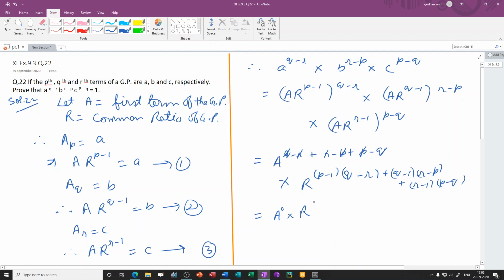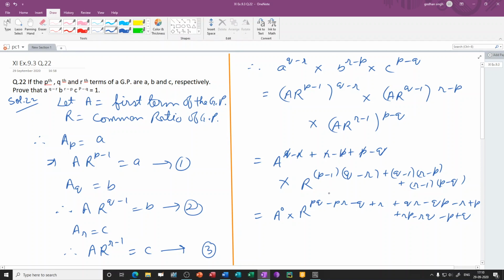Let us solve this. So we will be getting here R raised to pq minus pr minus q, and this will be plus r plus qr minus qp minus r plus p plus rp minus rq minus p plus q.